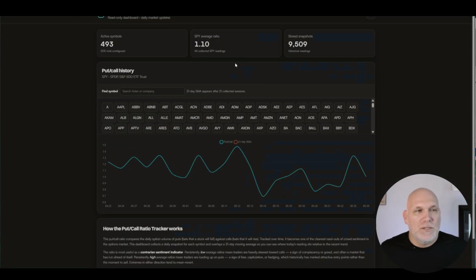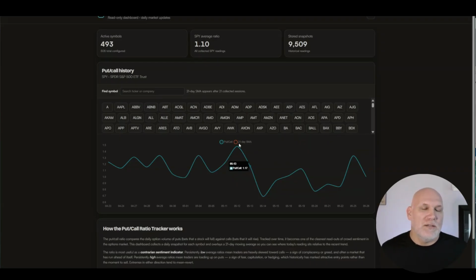Under put calls, I've got 493 of the S&P 500 stocks listed, and it shows you daily put call ratios. It's a very valuable sentiment indicator. The higher the put call ratio is, the higher the fear is, and vice versa. The lower the put call ratio, the lower the fear is. This is a sentiment indicator. You can see that I've been collecting data since April, and over the next 2 to 3 months, you will see another line appear. Actually, in 21 days, you'll see a line appear. It's the 21-day moving average, but over the next 2 to 3 months, you will see a trend.